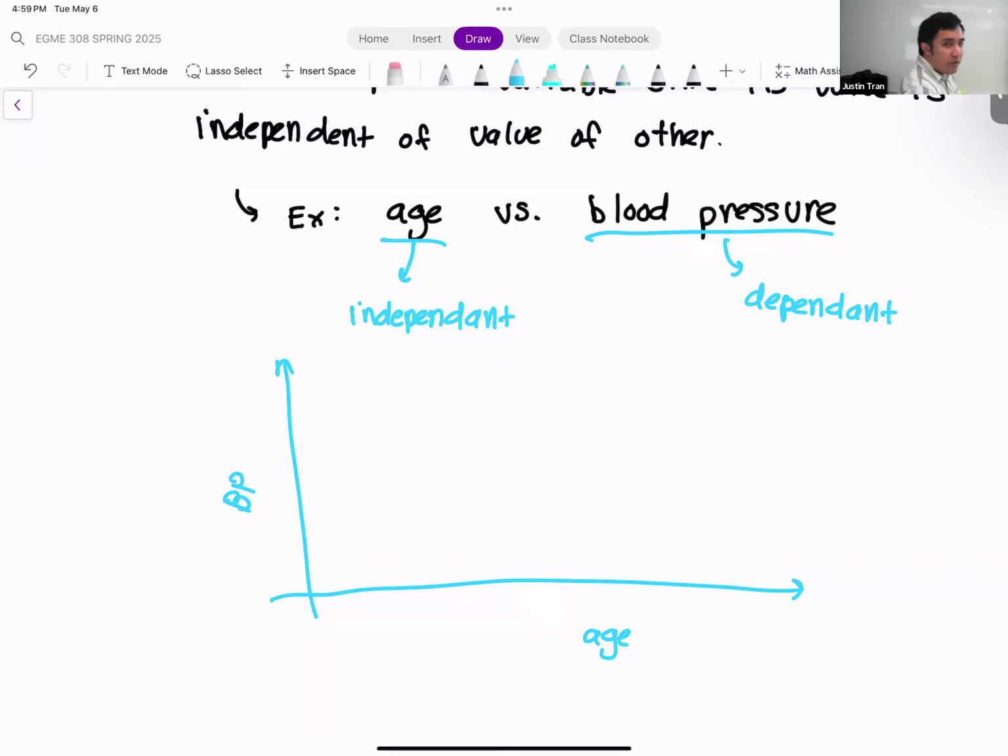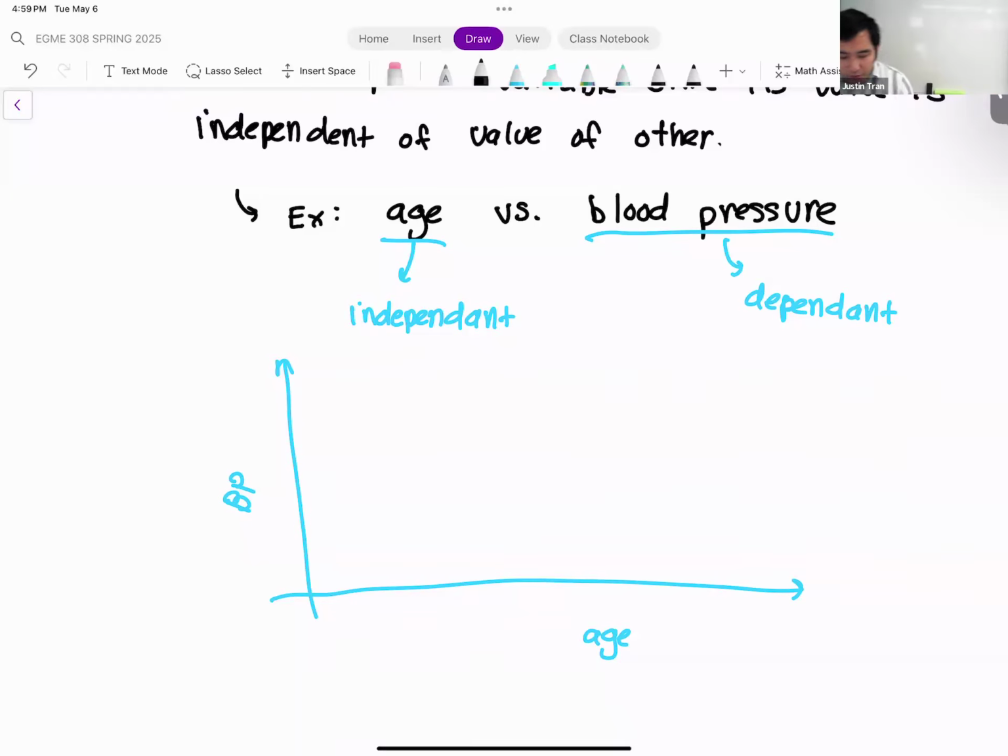Okay. So this is, I think, a very good example of a regression analysis where one of your variables is independent, the other one is dependent, and you try to form the relationship from the regression. Okay. Any questions on this?